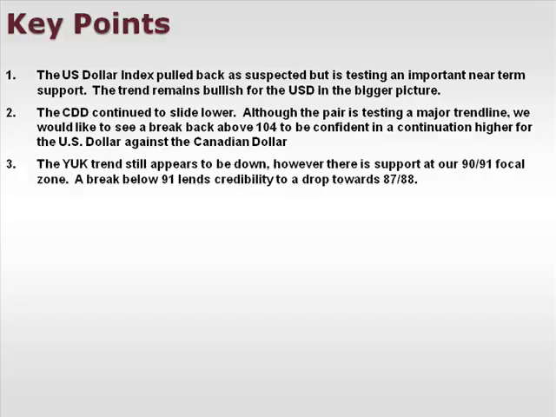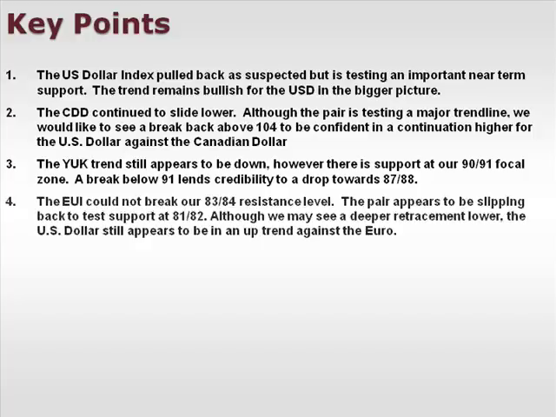The YUK trend still appears to be down. However, there is support at 90-91. A break below 91 lends credibility to a drop towards 87-88. The EUI could not break our 83-84 resistance level. The pair appears to be slipping back to test support at 81-82. Although we may see a deeper retracement lower, the US dollar still appears to be in an uptrend against the euro.